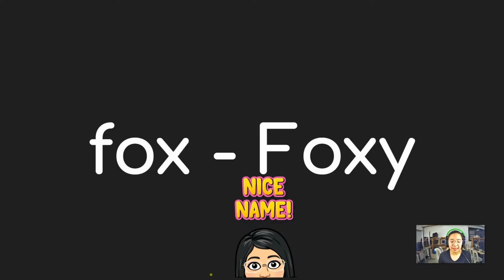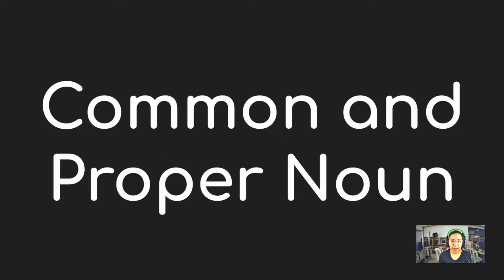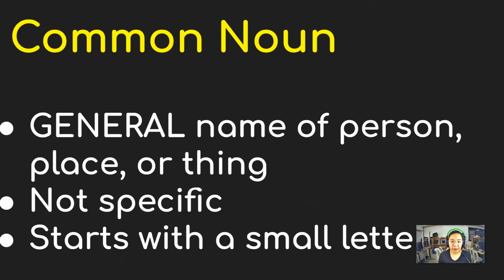Okay, we are going to talk about that later, but for today, I will discuss types of nouns. For this lesson, we are going to talk about two, but there are six. So for today, those two types that we're going to talk about are common and proper noun. Are you familiar with common and proper noun? Okay, so for today, I'm going to discuss common noun first.